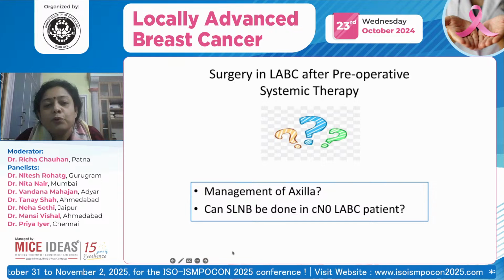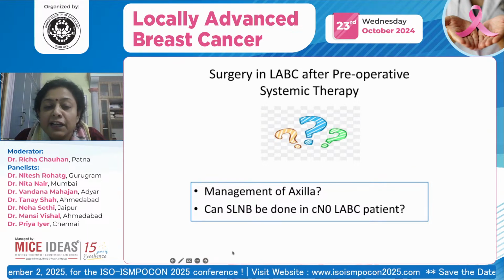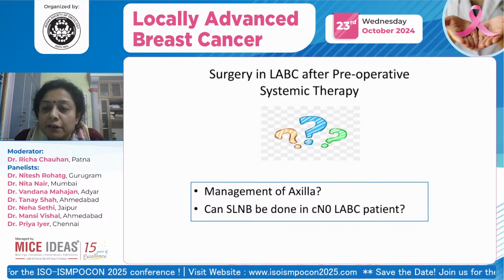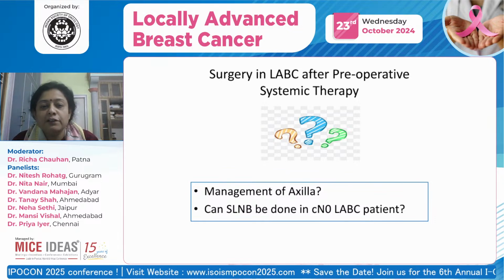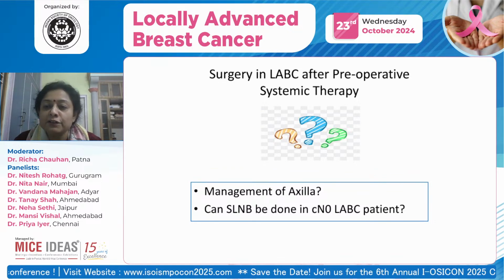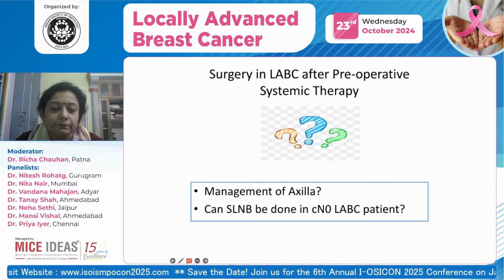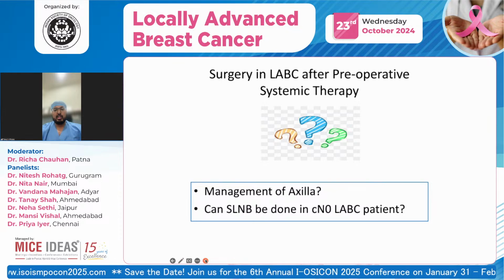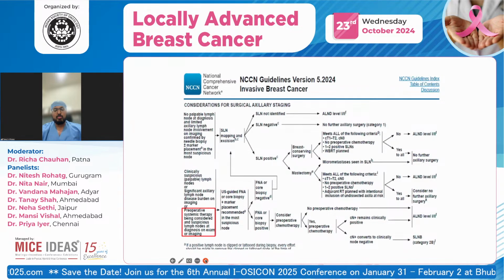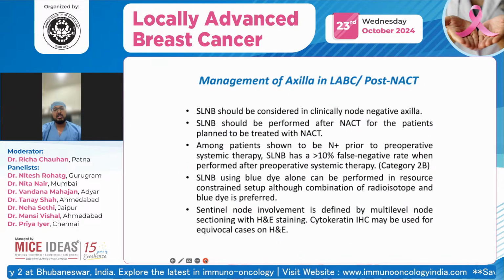Okay. And how do you manage the axilla in a clinically N0 LABC patient post NACT? It was cN0, it is ypN0. So cN0, we assume that it was clinically and radiologically N0. So we can very well do a sentinel lymph node biopsy if all the skin changes after chemotherapy have subsided. So I would be comfortable performing sentinel lymph node biopsy if the skin changes have subsided.